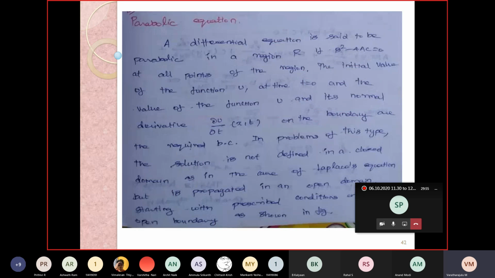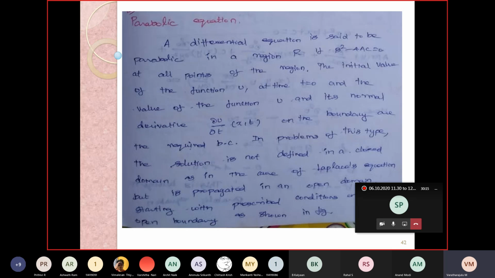In today's class, we'll start with the parabolic equation. When b square minus 4ac is less than 0, that belongs to elliptic. When b square minus 4ac is equal to 0, that is parabolic.